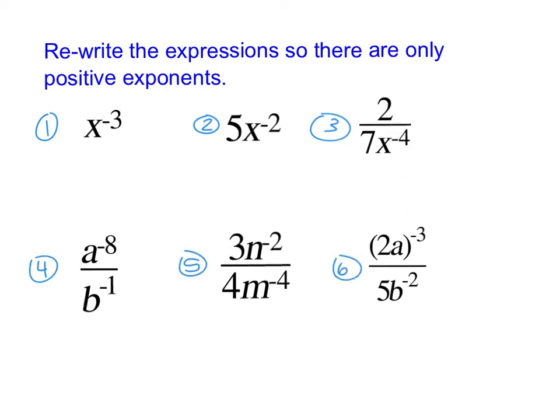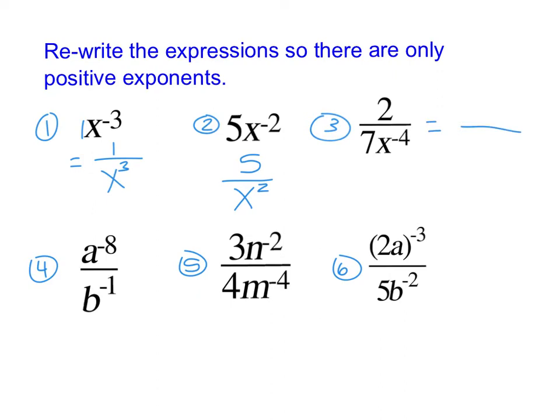Okay, x to the negative 3, that's just 1 over x to the third. It's a negative exponent, so it becomes a fraction. There's no constant. The coefficient's a 1, so 1 on top. In number 2, the 5 does not have a negative exponent. It's staying in the numerator. And then the x to the 2 drops down. It becomes positive.